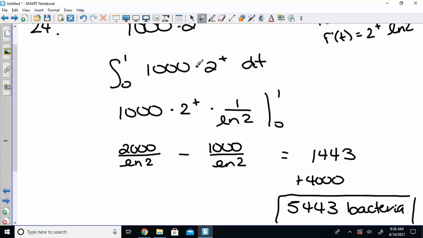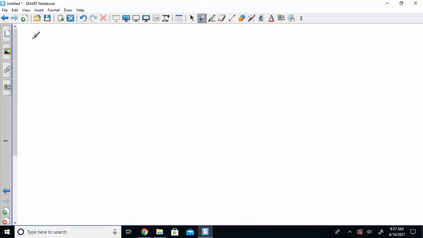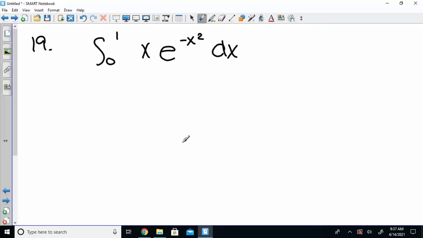So that is not the majority of your test. I just put several on there because I know we need to practice those a little bit more. Are there any other questions that you want me to go over? 19. Okay, is this one that I can get rid of the product without doing substitution?